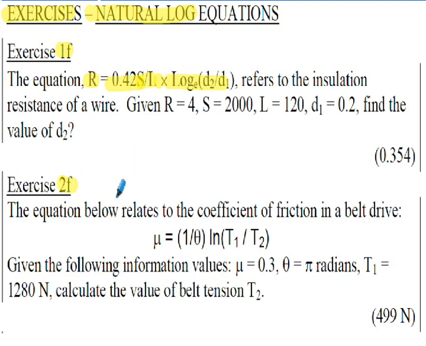Exercise 2f, again you're given an equation, mu is equal to 1 divided by theta all times ln of t1 divided by t2. This is a belt drive problem. Again, you need to rearrange the equation to get the ln function on its own. So in this case, multiply both sides by theta and then take exponential functions of both sides and solve in this case for t2.